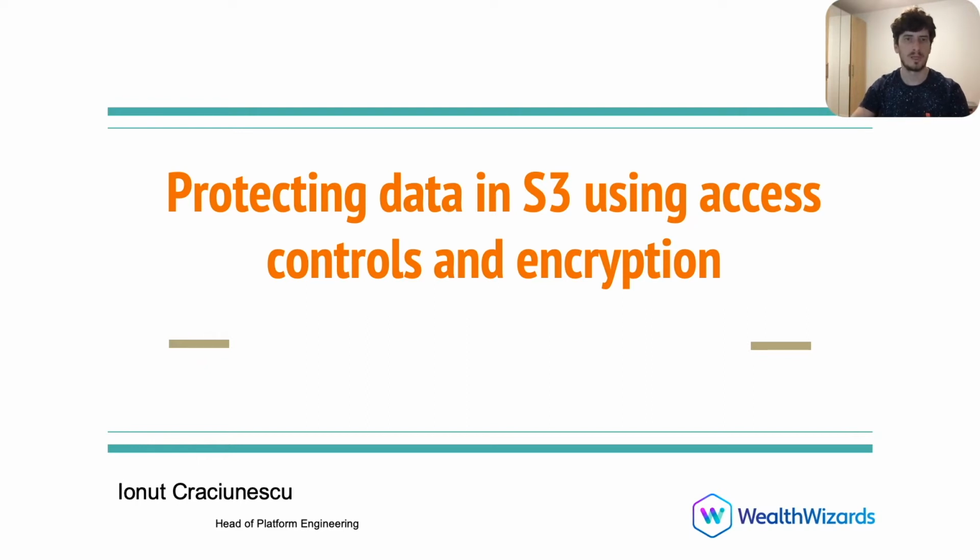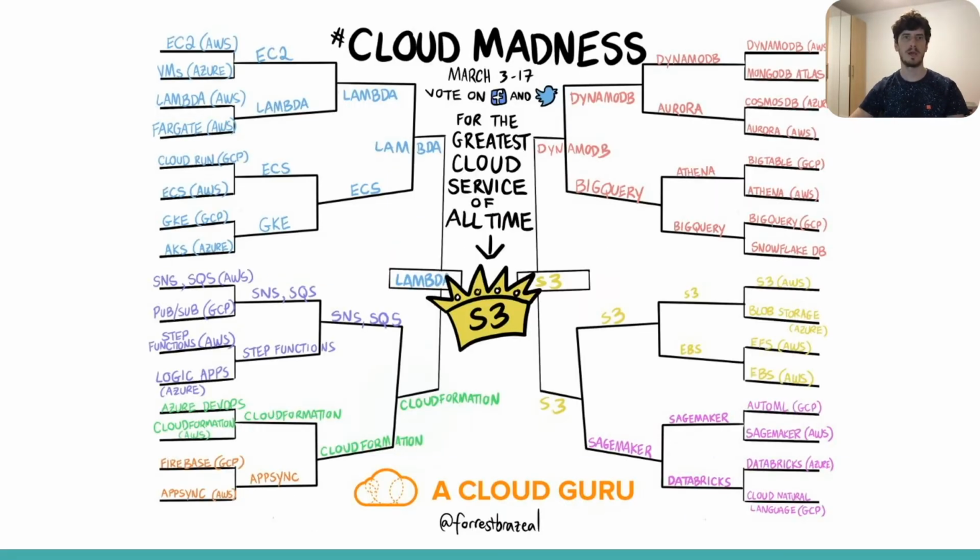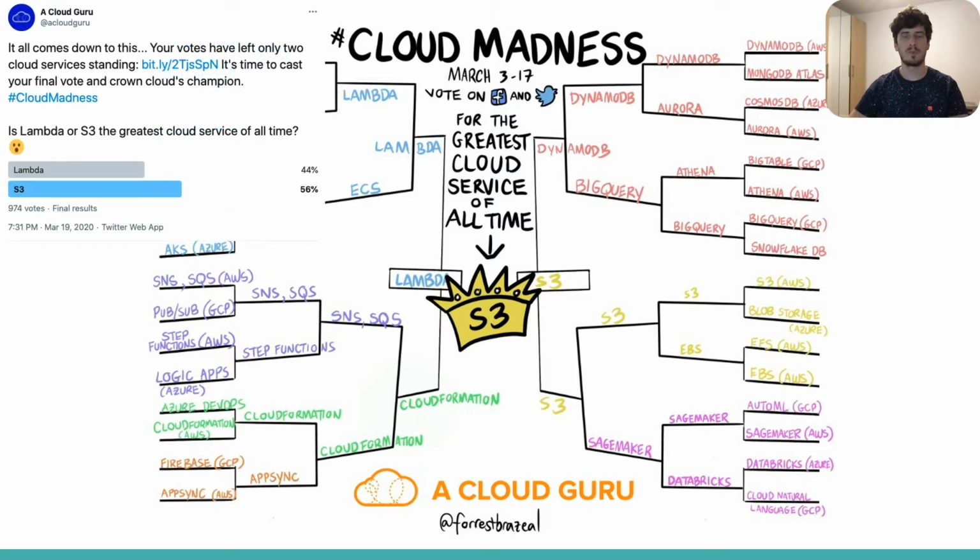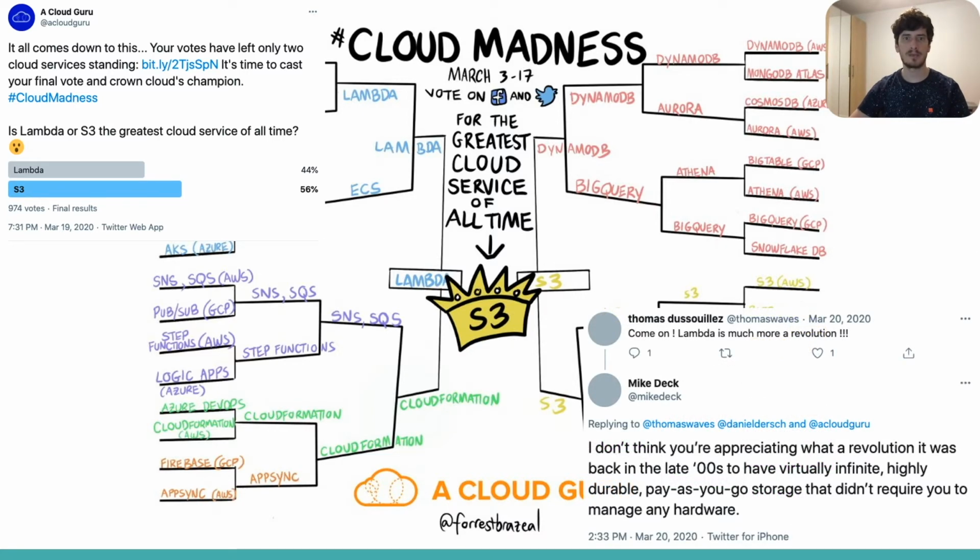The topic for today, as you might have noticed already, is about protecting data in S3 using access controls and encryption. I hope by now everyone knows that S3 is the greatest cloud service of them all, following many people's vote in #CloudMadnessQuest run by Forrest Brazil from A Cloud Guru about a year ago. And as Mike Deck, AWS Solution Architect, posted on Twitter, S3 is a highly durable, scalable storage that doesn't require you to manage any hardware.